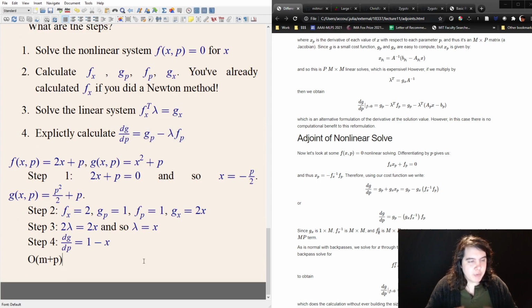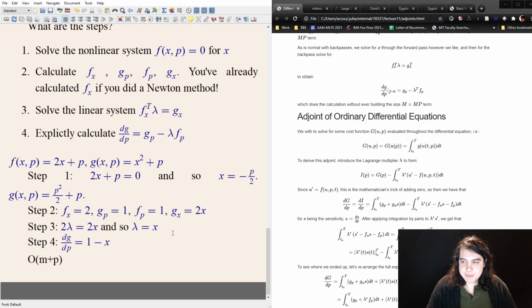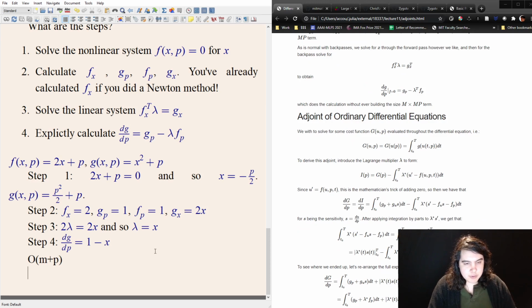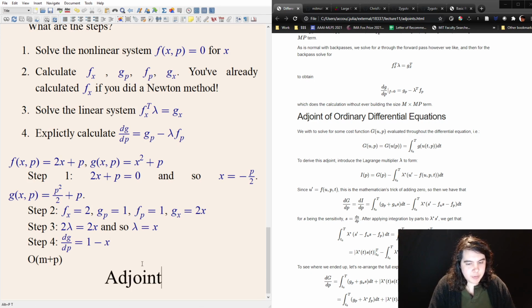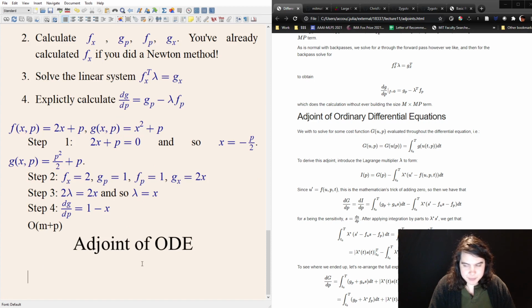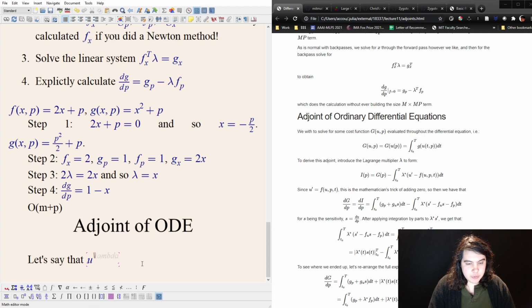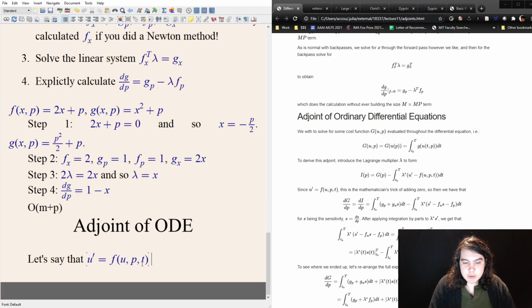So now let's do that for the ordinary differential equation. Again, adjoint derivations are all about tricks. So what are the tricks that we need to do to make this one work? Let's actually put a title on here because this will be a big one. Adjoint of ODE. So let's say that u prime equals f of u, p, t, just like the same notation we've been using all this course.